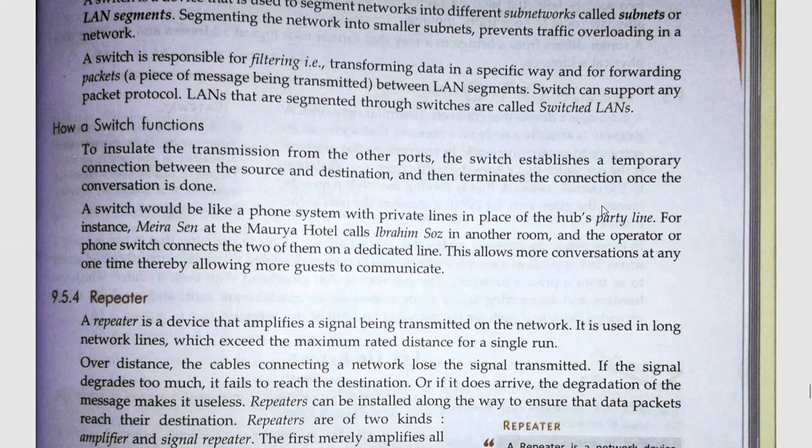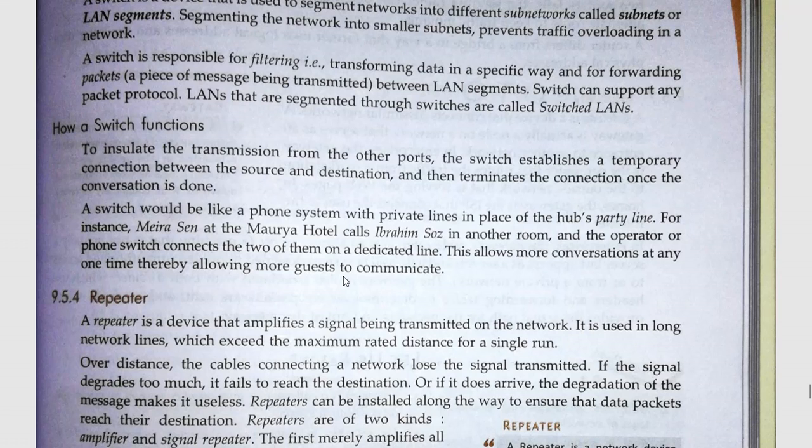Okay, and then it terminates the connection once the termination is done. A switch would be like a phone system with private lines in place of the hub's party line. For instance, Mira Sain at the Moria Hotel calls Ibrahim's house in another room, and the operator or phone switch connects the two of them on a dedicated line. This allows more conversation at any one time, thereby allowing more guests to communicate. Okay, in this way, multiple people can talk to each other without any problems.